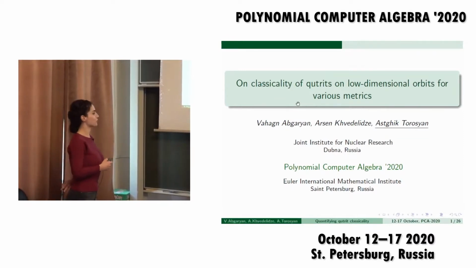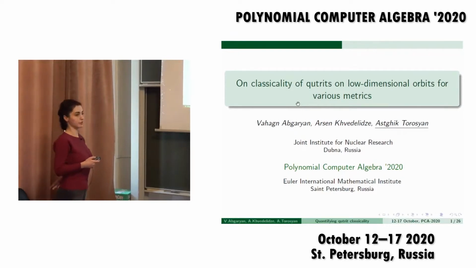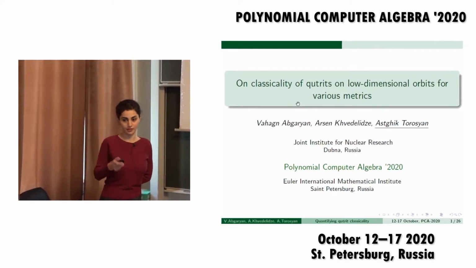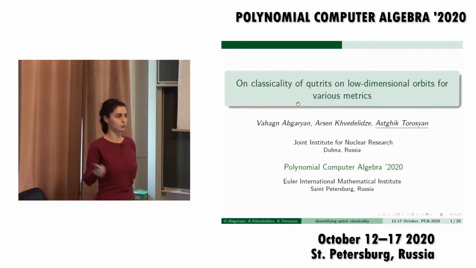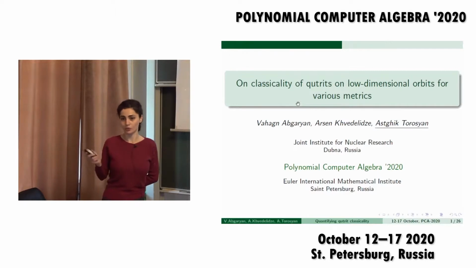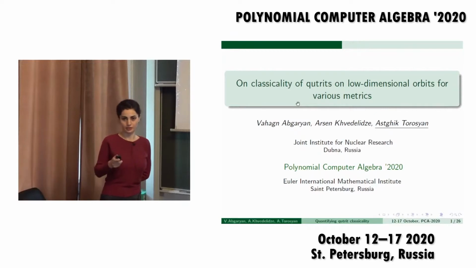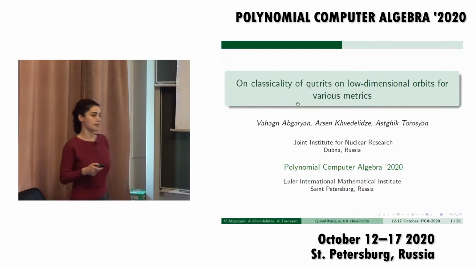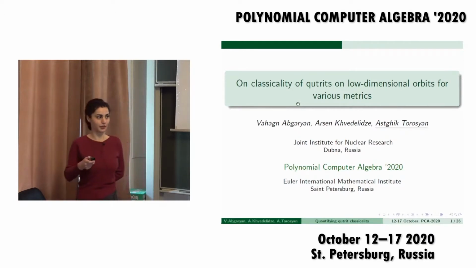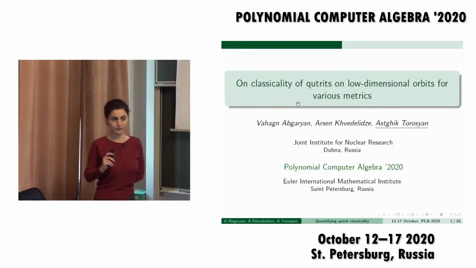So the title of the work is on classicality of qudits on low-dimensional orbits for various metrics. I will consider also the global indicator of classicality, or quantumness, as you wish. And I will say some common words, but I will consider an example of a three-level system called qudit. And I will try to calculate the global indicator for that example, but for low-dimensional orbits.